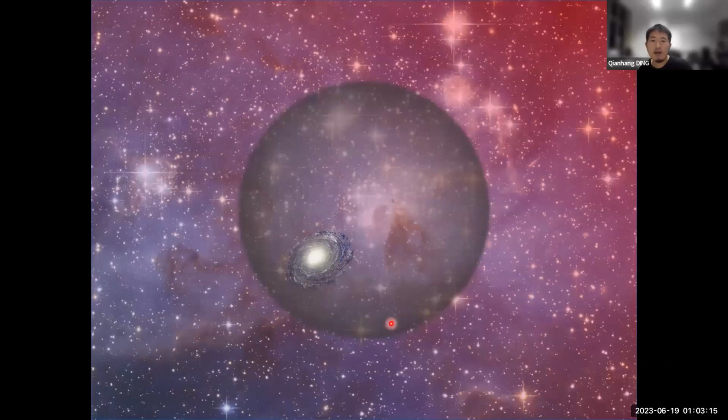So in this scenario, our universe is homogeneous and isotropic, but with a local void embedded, and our Milky Way lives inside this local void. This will cause the observed Hubble tension and observed dipole tension.